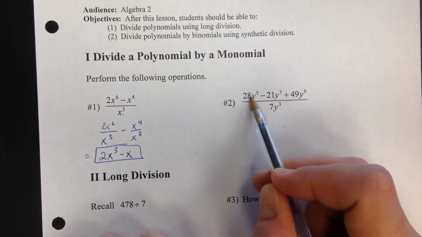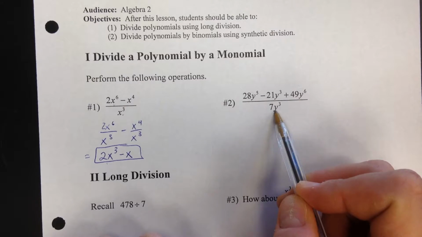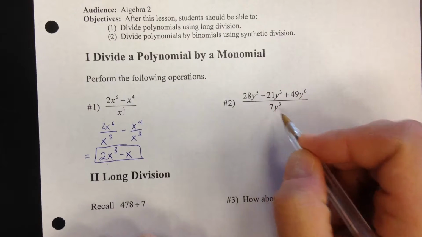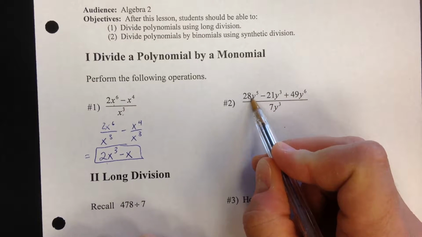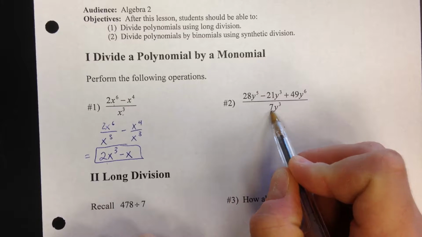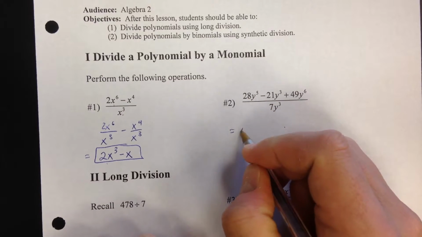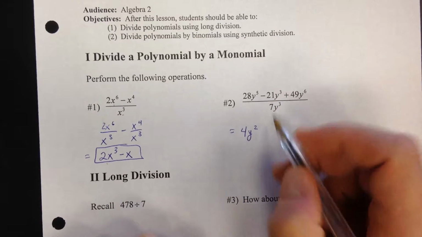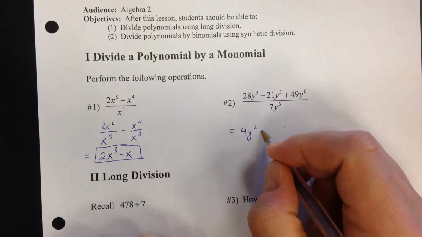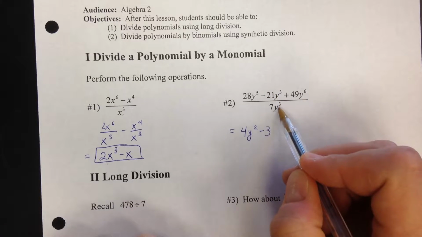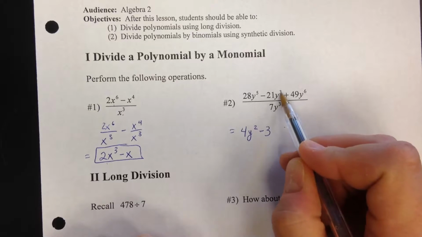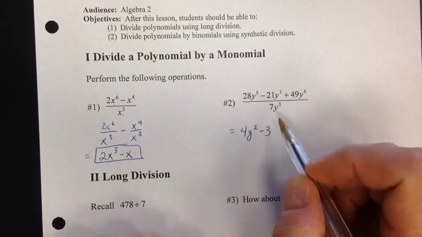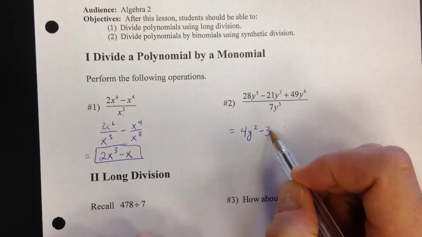In number 2, we're going to do the same thing. Everything in the numerator gets divided by the denominator, 7y to the 3rd. Again, you can break it up, but you don't really have to show all that. If we do 28y to the 5th divided by 7y to the 3rd, 28 divided by 7 is 4. Subtract the exponents, so we get y squared. And then this is negative 21 divided by 7, that's minus 3. Y to the 3rd divided by itself, if you subtract the exponents, you get 0. Anything to the 0 is equal to 1.